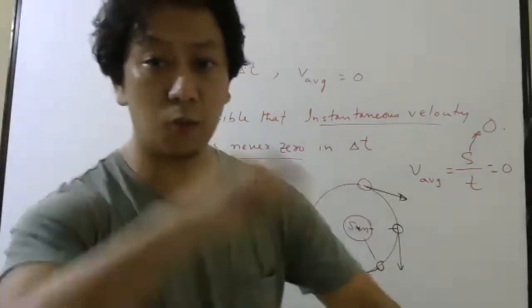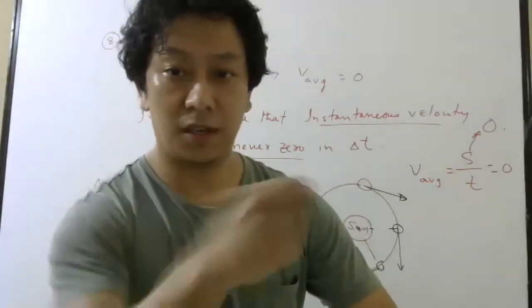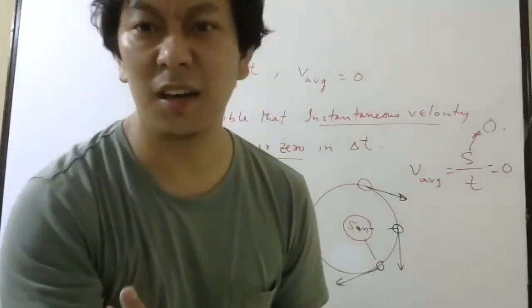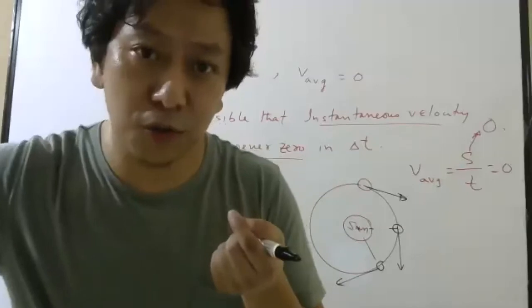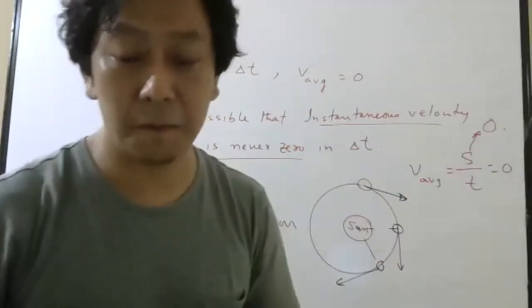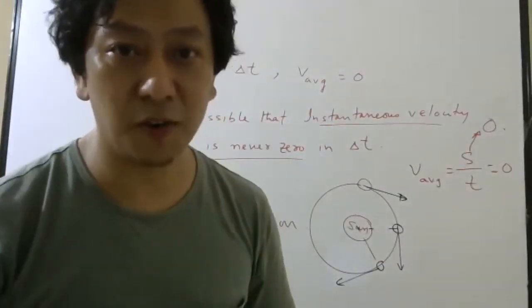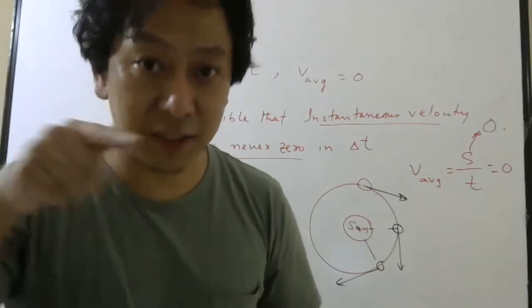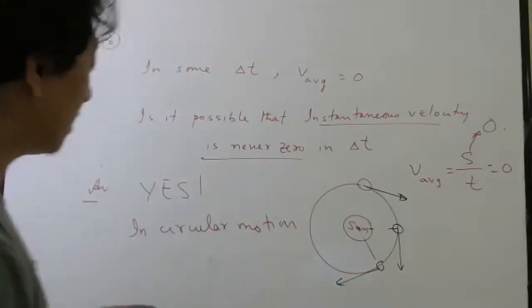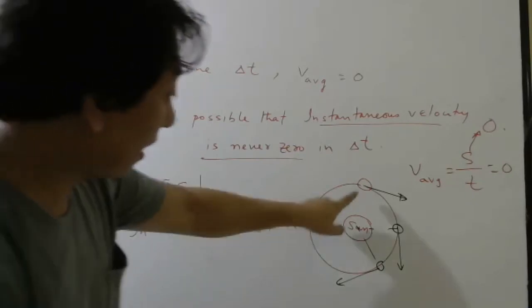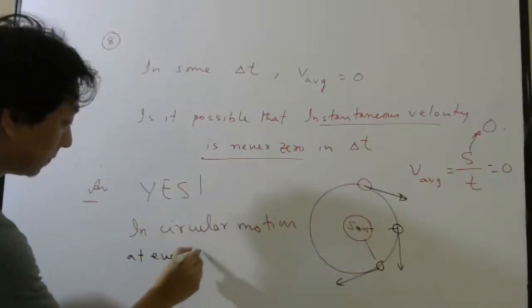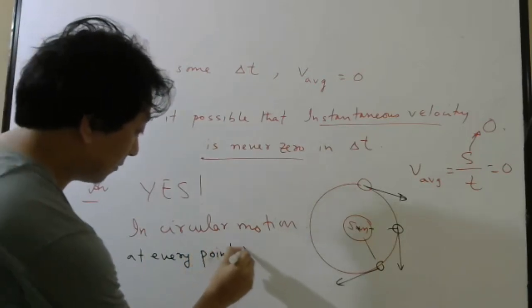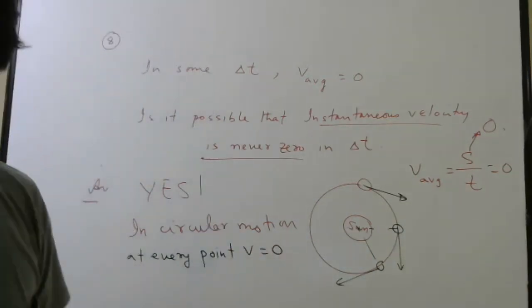Take for example, I whirl a stone like this. At every point it is moving. Just leave your hand. You will come to know it will go straight like that. Tangentially it will go until gravity will make it fall down. I know, but when it starts, it will start moving. So please remember, in circular motion, at every point, velocity is not 0.